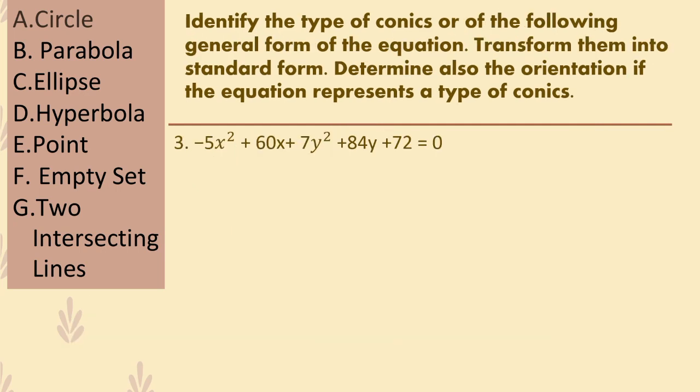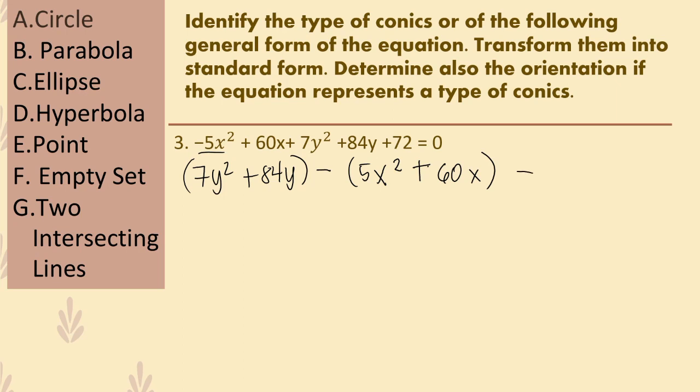For number 3, negative 5x squared plus 6x plus 7y squared plus 84y plus 72 is equal to 0. So, una, i-group natin yung x and y's group. So, 7y muna tayo. 7y squared plus 84y minus 5x squared plus 60x is equal to negative 72. Lipat lang natin sa kabila.